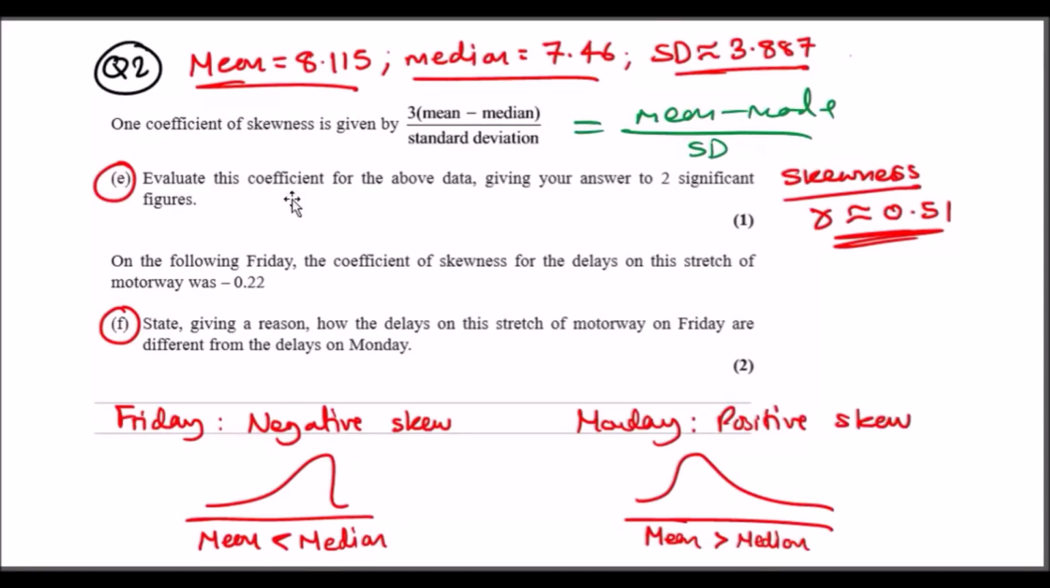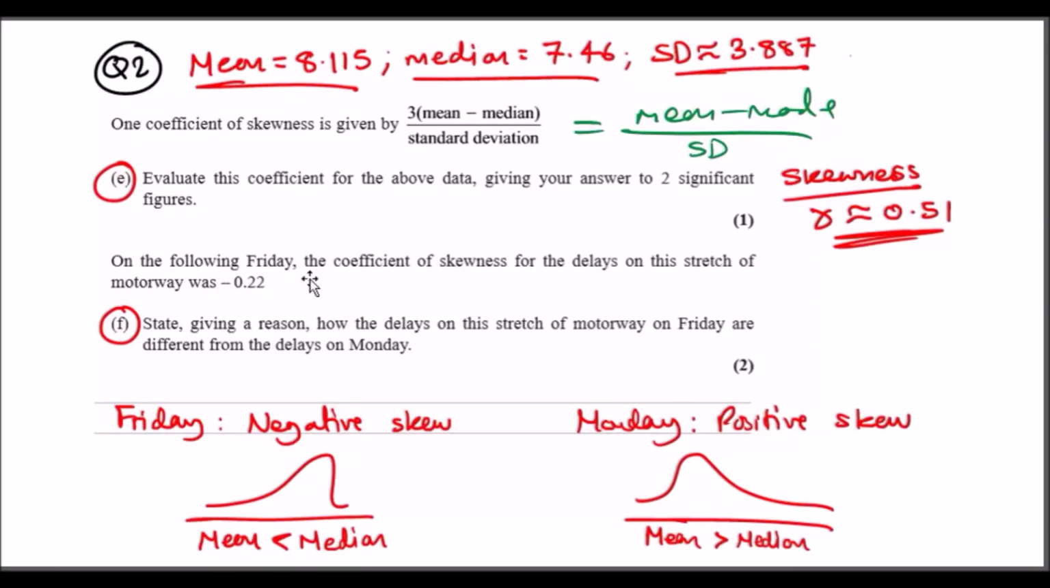Now evaluate this coefficient for the above data, for what we're given. Give your answers to 2 significant figures. So just do what they say then. So the skewness, I use the gamma notation, you don't have to. Plug in the values into this formula and you should get 0.51, 2 significant figures. Next question.